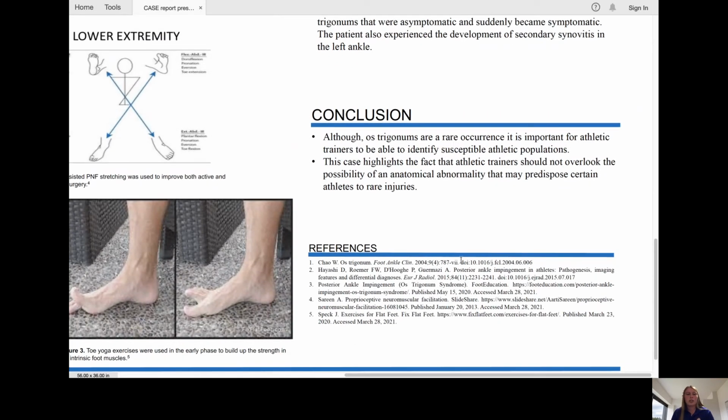A conclusion to this presentation was that even though this is a rare occurrence, it is important for athletic trainers to be able to identify susceptible athletic populations, as well as we should not be overlooking possible anatomical abnormalities that may predispose certain athletes to these rare injuries.